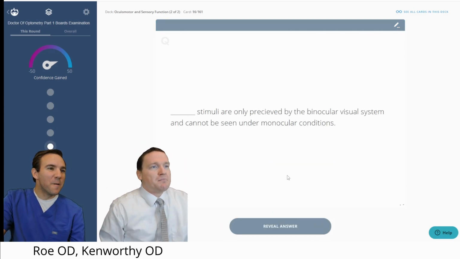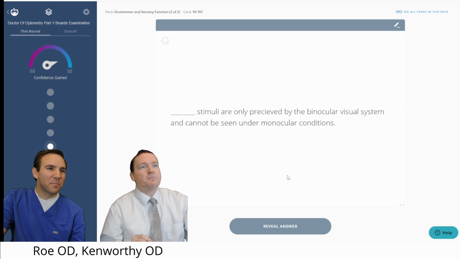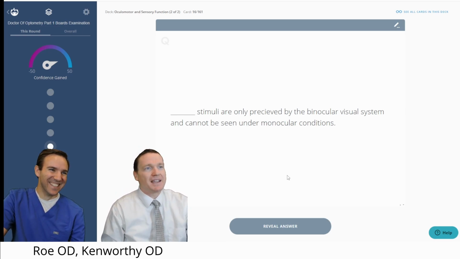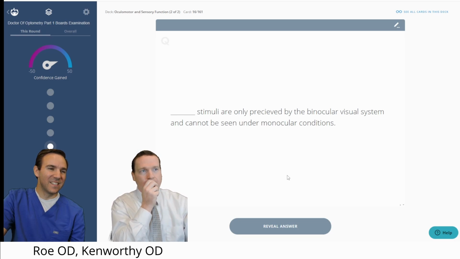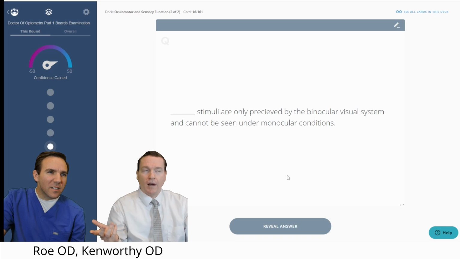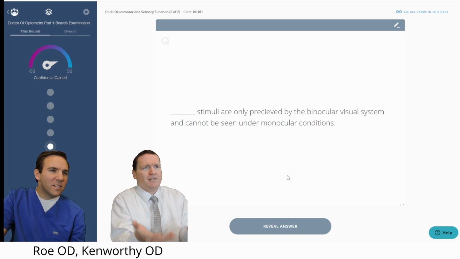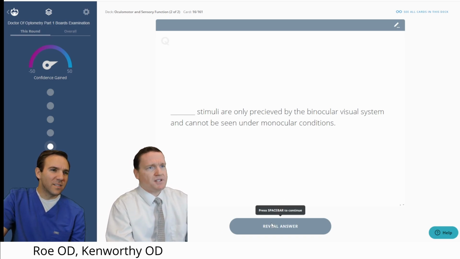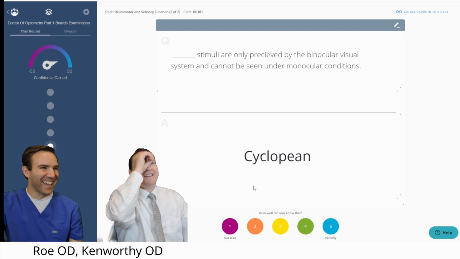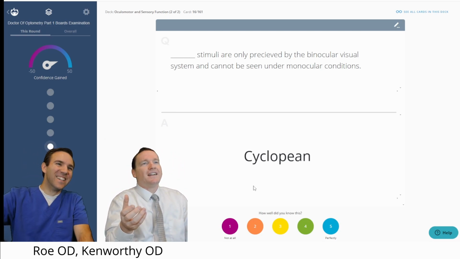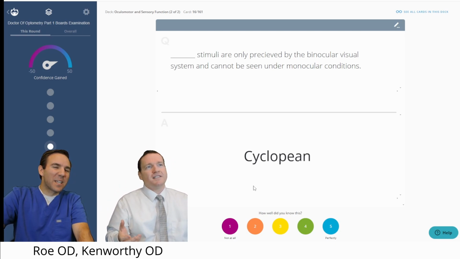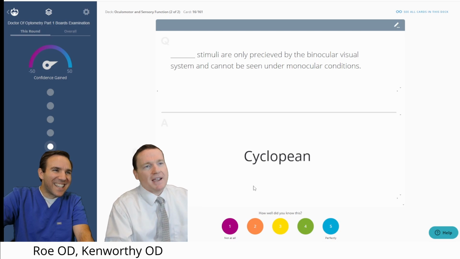Okay. Blank stimuli are only perceived by the binocular visual system and cannot be seen under monocular conditions. Depth stimuli? Stereopsis stimuli? Bilateral? Yeah, I like what you said. Seems vague. Cyclopean. Okay. Cyclopean. They're only binocular. But a cyclops has 1 eye. Can we phone a friend with Dr. Vazadevin? Yeah, we got to phone a friend on this one.